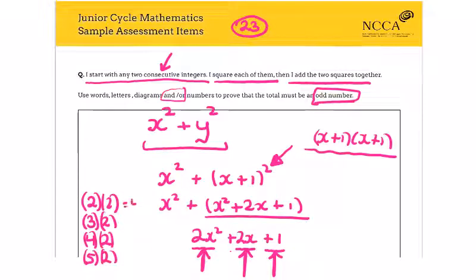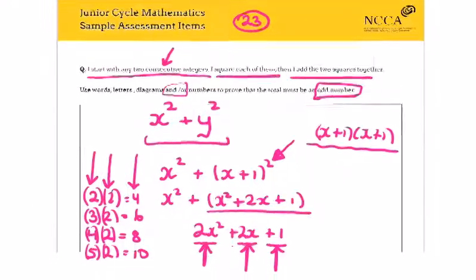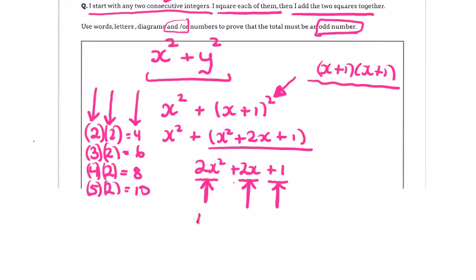So 2 2s are 4, 3 2s are 6, 4 2s are 8. Can you see a pattern here? 5 2s are 10. So these are the numbers. These could be my x squareds or my x's. But it looks like if we multiply any number by 2, we get a series of even numbers. So these look to me, and hopefully to you, that this is definitely even. This is definitely even. And we're adding 1 to 2 even numbers added together. So that's what they're trying to get here.